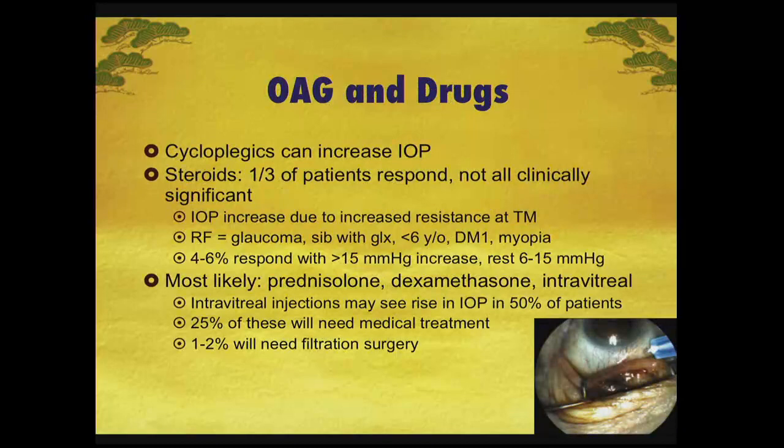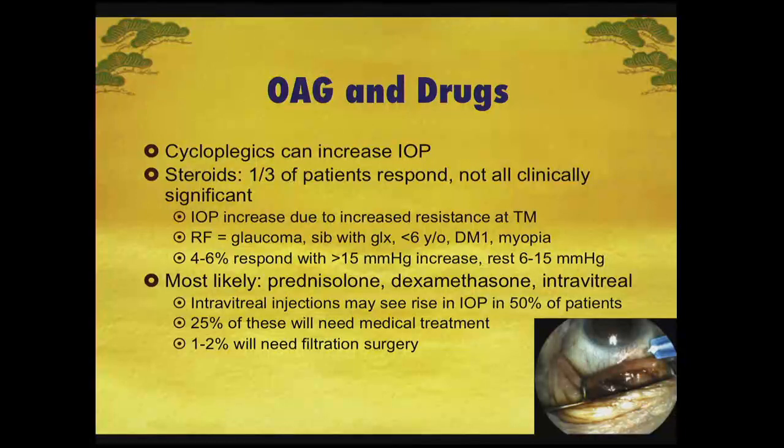And then finally, open-angle glaucoma can be due to drugs. Cycloplegic medications can increase intraocular pressure, although they rarely actually cause a glaucoma. Steroids, of course, can cause a glaucoma. One third of patients respond with an increase in pressure, although for the majority of these patients it's not clinically significant. The reason IOP increases is because there's an actual change in the trabecular meshwork, and the resistance increases at the trabecular meshwork. Patients who have glaucoma, or siblings with glaucoma, are more at risk for steroid response.